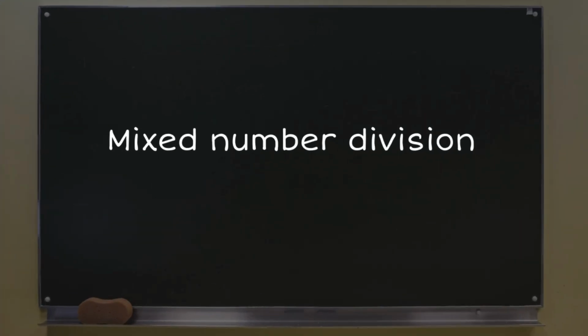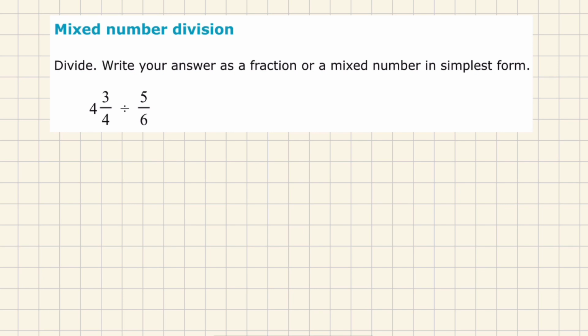Mixed number division. We're asked to divide here and leave our answer as a fraction or mixed number in simplest form. And I'll start by recalling that multiplication and division of mixed numbers is done by first converting those mixed numbers into improper fractions. So the 4 3/4 would need to be converted. I would do so by multiplying the 4 out front and the 4 denominator to be 16, and then adding the numerator 3, giving me 19 with that same denominator 4.